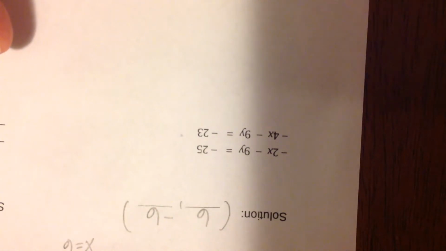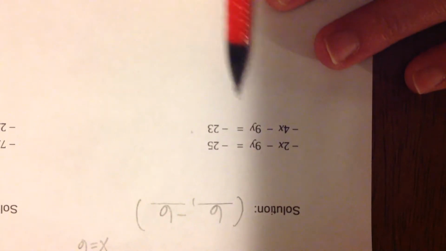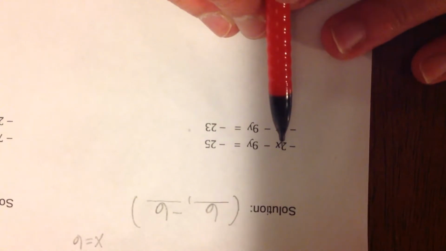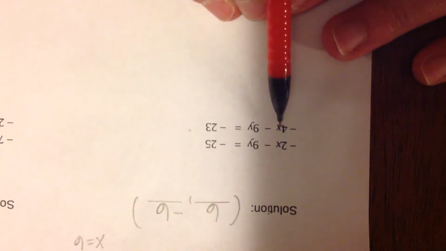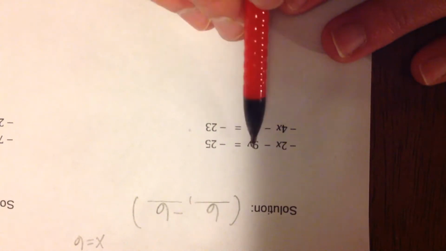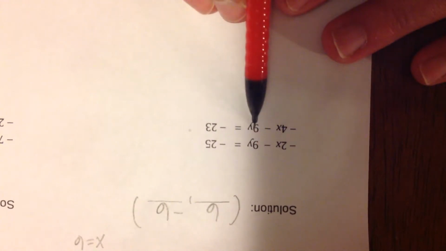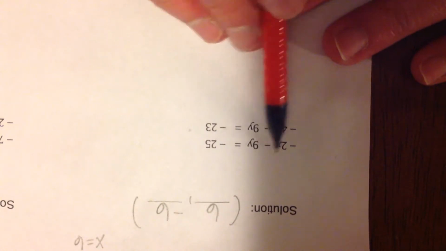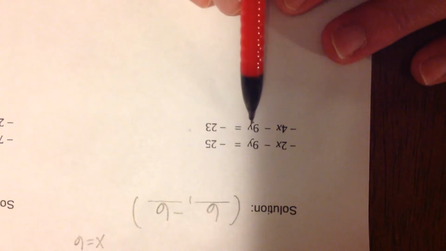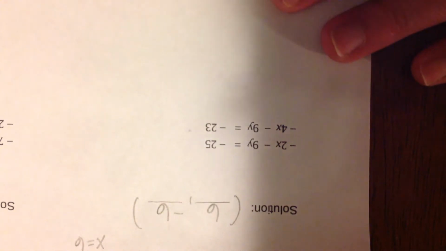Now things are going to get a little more challenging. I'm looking again for opposites. I have -2x and -4x. Those are not opposites. I have -9y and -9y. They're the same number, but they're not opposites, because if I add -9 and -9, it's -18. They don't cancel each other out.